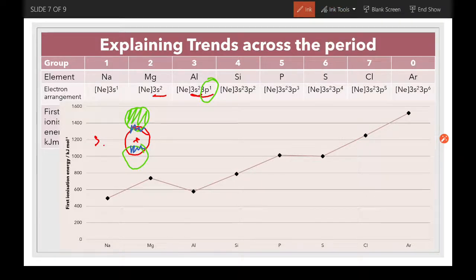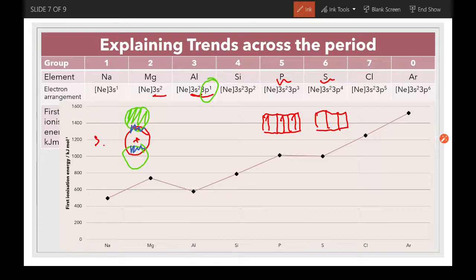So phosphorus and sulfur. Okay, so drawing our attention over here. What's going on here? Well, I'm filling up the p orbital for both of these. So why is there a difference? If we look at phosphorus, I'm going to show it with my little boxes. Okay, so phosphorus has 3 electrons filling those 3 p orbitals.